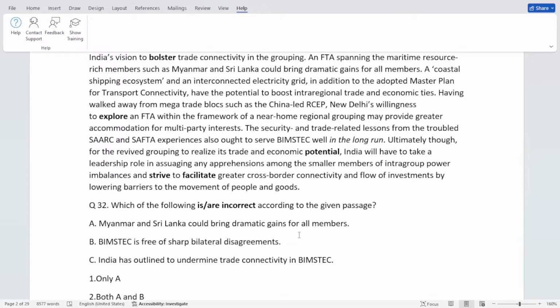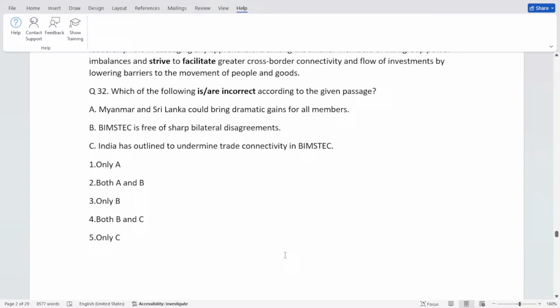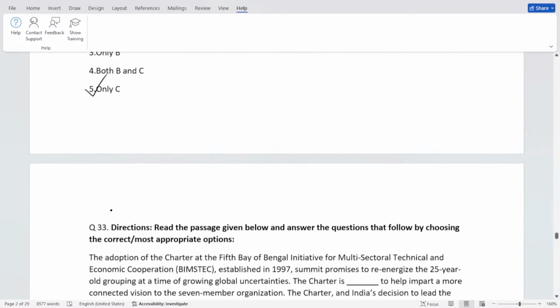Myanmar and Sri Lanka could bring dramatic gains for all members. BIMSTEC is free of sharp bilateral disagreements. India has outlined to undermine trade connectivity in BIMSTEC. So these are the three statements given. Accordingly, we are supposed to see which one is the incorrect one. So here, according to the paragraph, only C is the option.